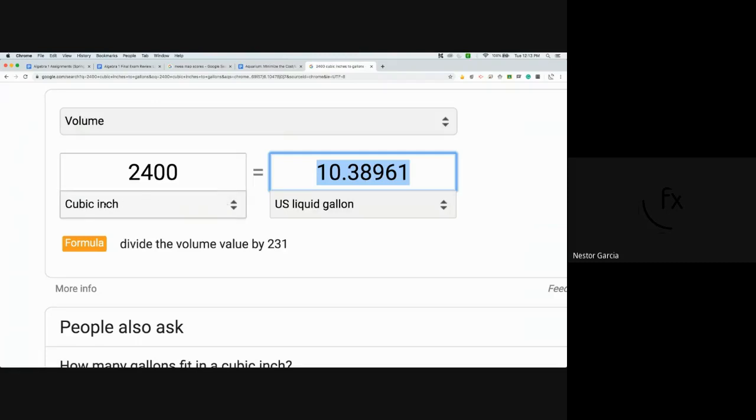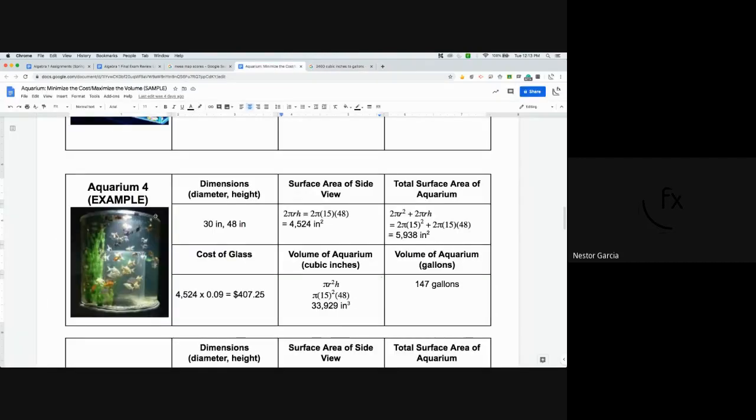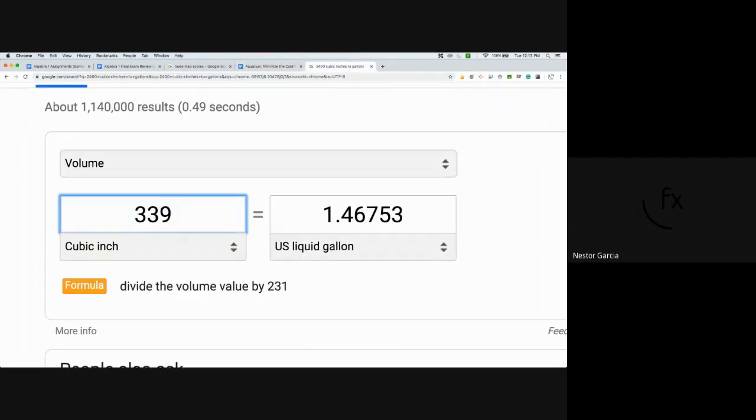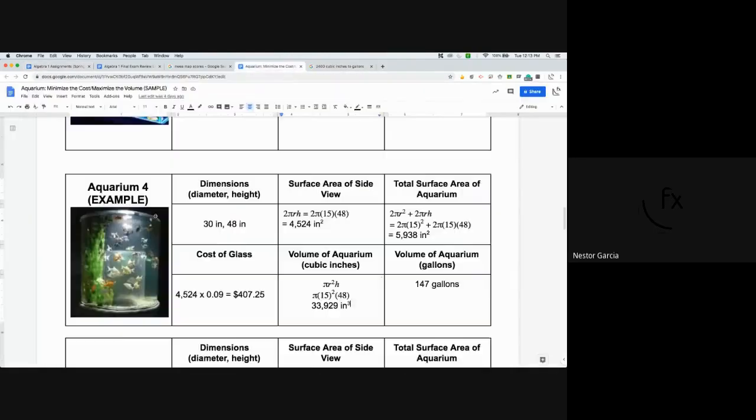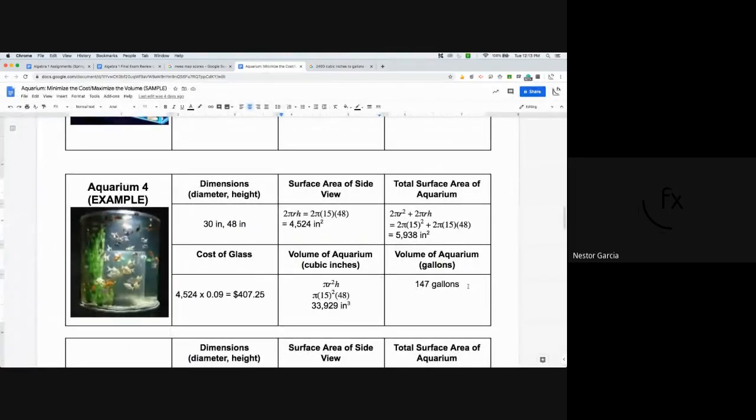So I'm going to use cubic inches, and we're looking at 33,929. And that gives us approximately 146.87. So this 7 bumps this 8 to a 9. Or actually, in this case, just round to the nearest whole number. There's no need to include decimals. So to the nearest gallon, it is 147 gallons. That's a good enough approximation.